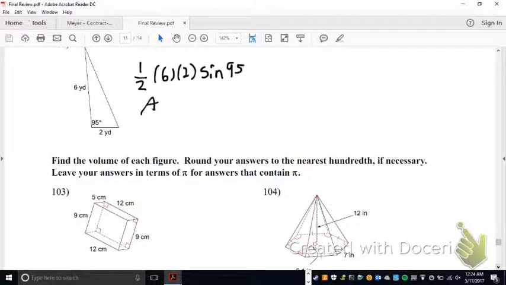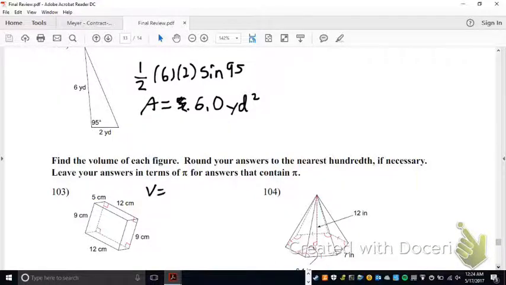1/2 6 times 2 times the sine of 95. That gives us 6.0. And again, the sine of 95 is actually a little bit less than 1, but it rounds up to 1 when we're doing this. So that's why you get 6.